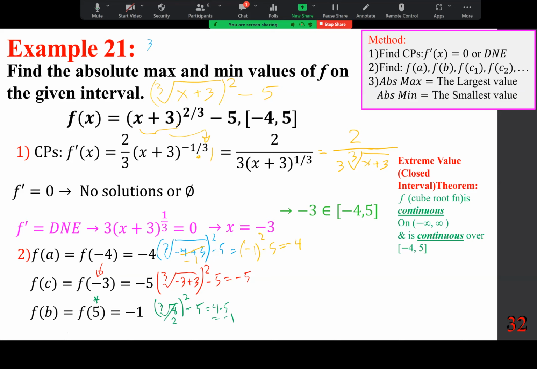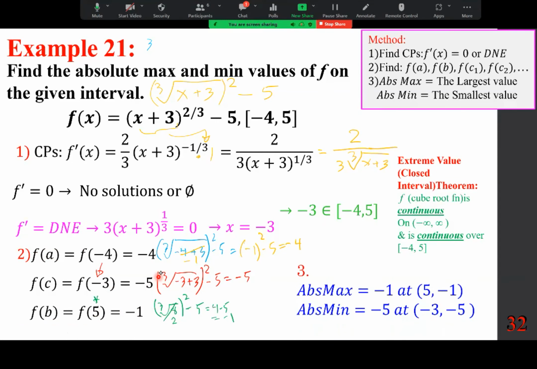So what's the answer? Well, the largest number, since all of them are negative, this is the absolute max at this pair. The smallest number in this one, absolute min at this pair. And the way you answer it, you want to pay attention to the question. Sometimes they ask you for the pair. Sometimes they just ask you for the absolute max. Sometimes they just ask you for the x coordinate. So just answer accordingly.